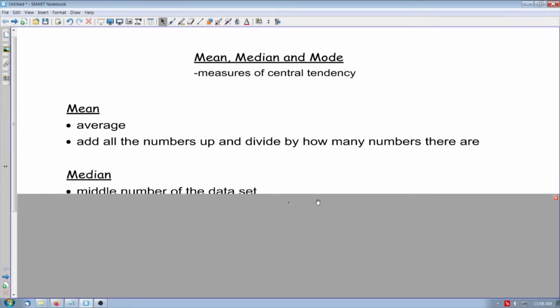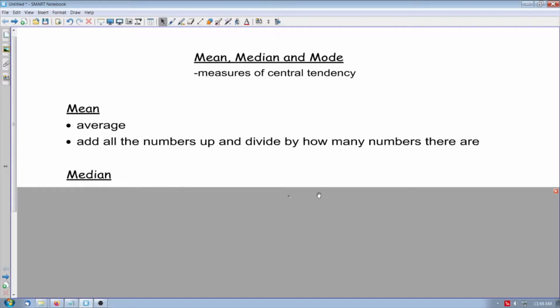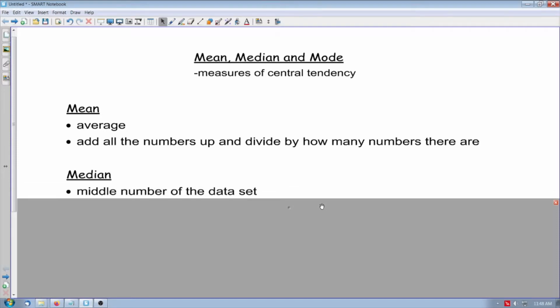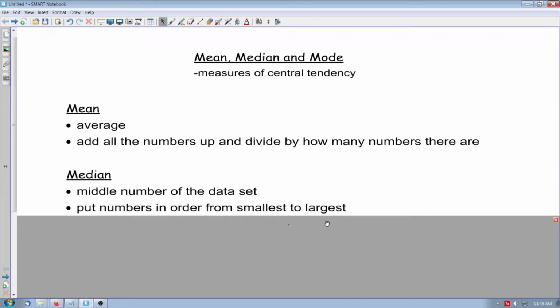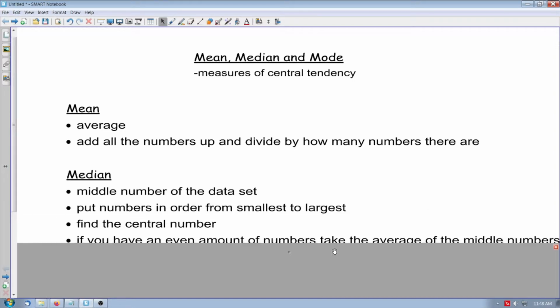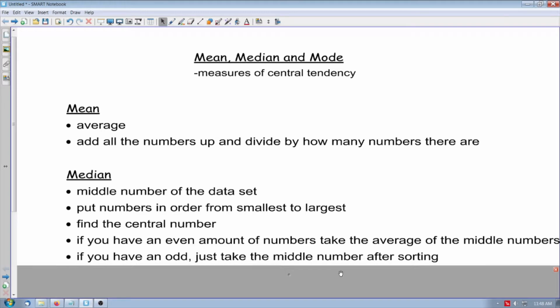Next we have the median. Median is one that most of us tend to forget. Median is the middle number of our data set. You put the numbers from smallest to largest, find the central number. And a couple of points: if you have an even amount of numbers in the data set, you want to take the average of the middle numbers. If you have an odd number, you can just take the middle number itself.